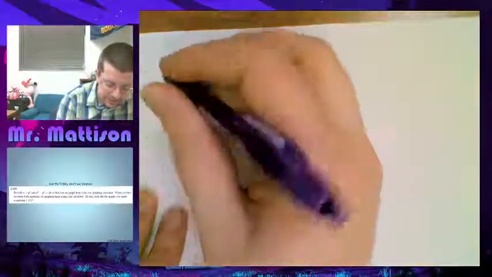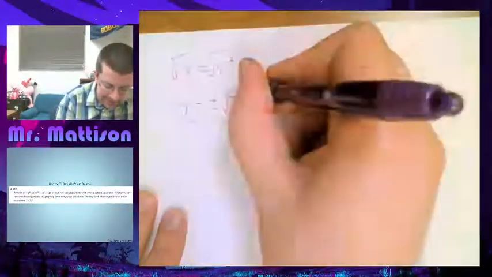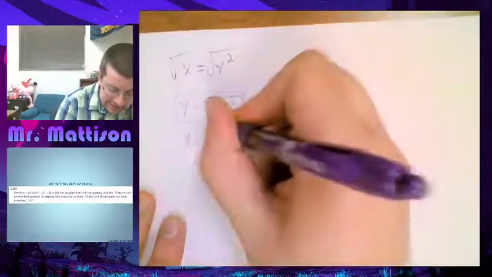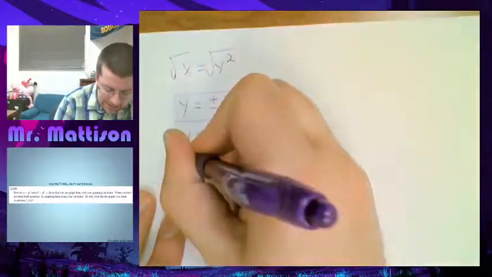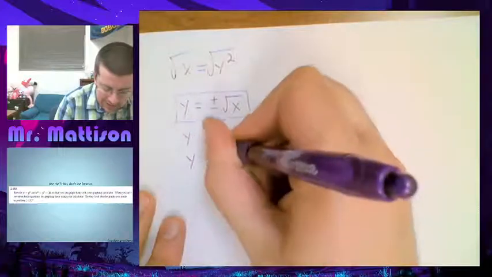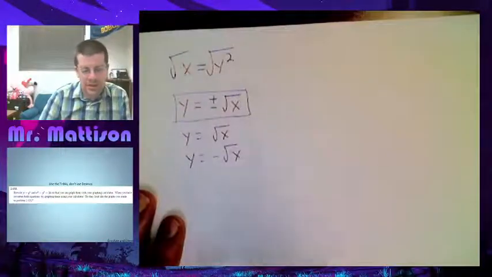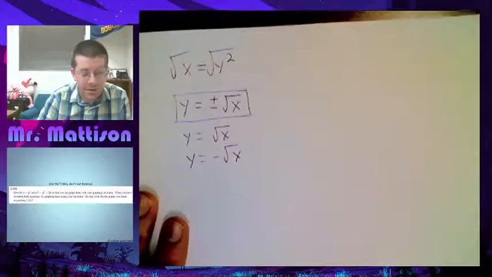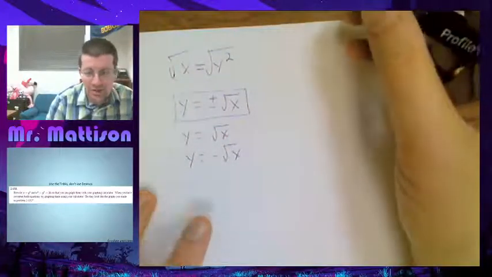So then, that's it, right? And that's really two separate functions. That's y is equal to rad x, and y is equal to negative rad x. This is just a shorthand way of writing two different things that are almost identical. Now let's try the other one, right?